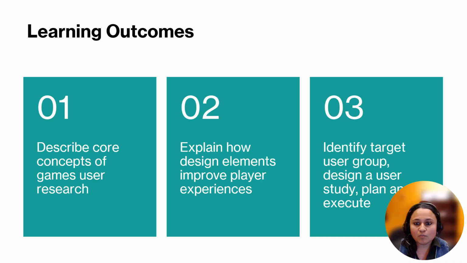So the learning outcome of both the iterations is for students to be able to describe the core concepts of games user research, to be able to explain how the design elements can improve the player experience, and also identify target user groups, and to design a user study, plan it, and execute. So ideally, it's them taking up the whole ownership of studying the player group, being able to then do a system analysis, and then designing the game and executing the study.